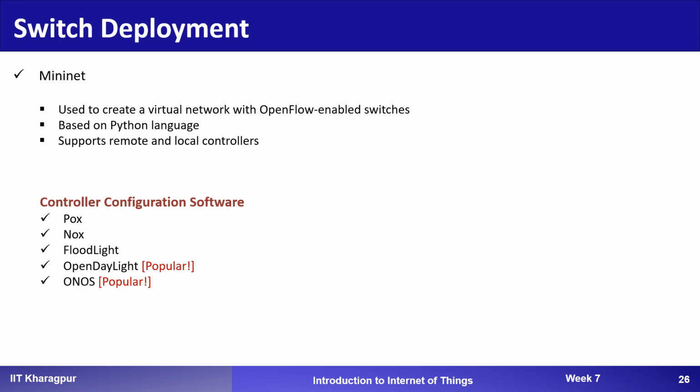Now Mininet. Mininet is used to create a virtual network with OpenFlow enabled switches. It is based on Python language and it supports remote and local controller. So basically this is a software which is used to create the virtual network with the help of your OpenFlow enabled switches. Now the controller configuration softwares of SDN. There are various controller configuration software, for example POX, NOX, Floodlight, OpenDaylight, ONOS. So these are some softwares which are available.